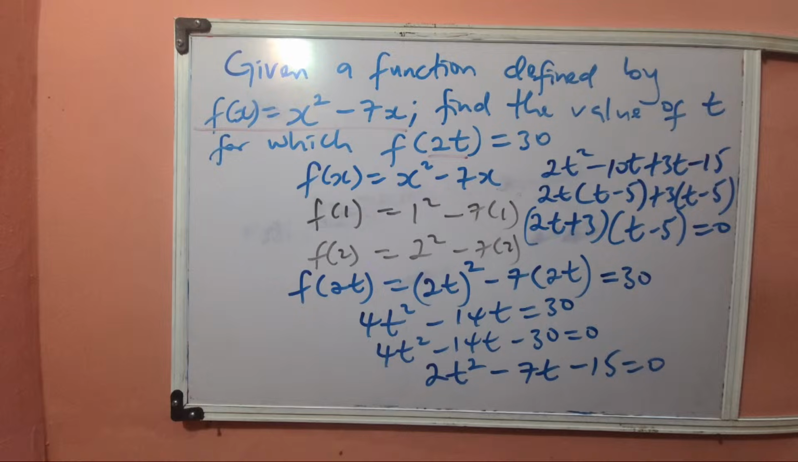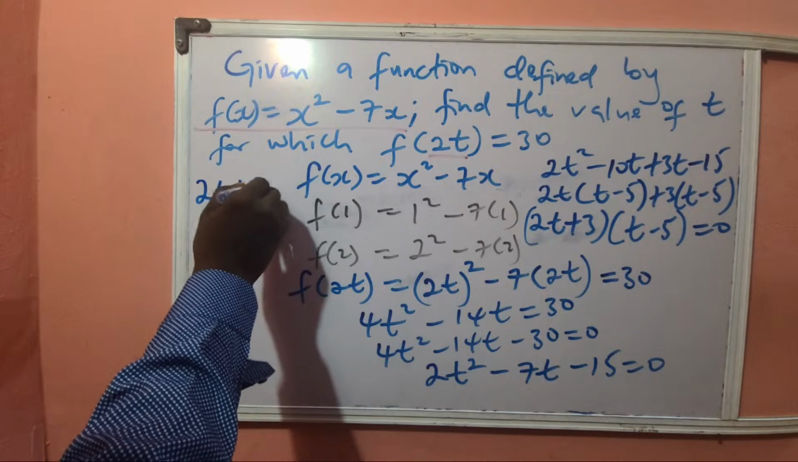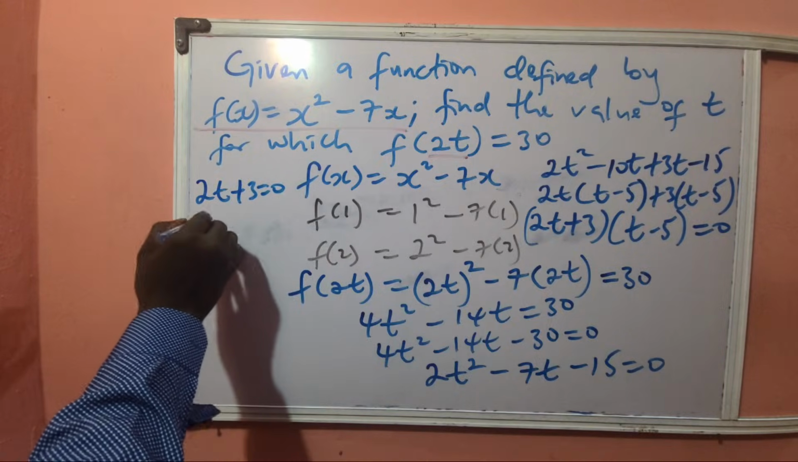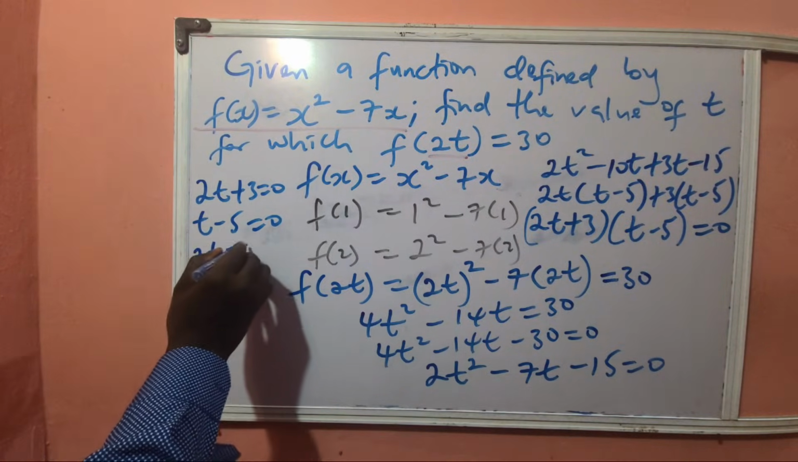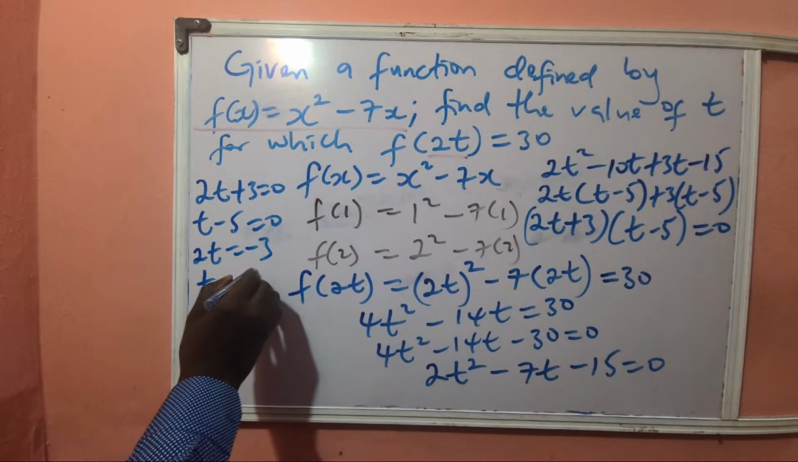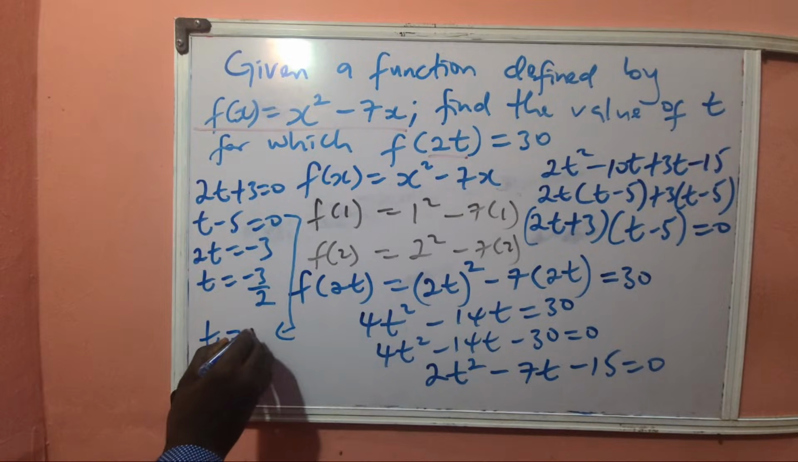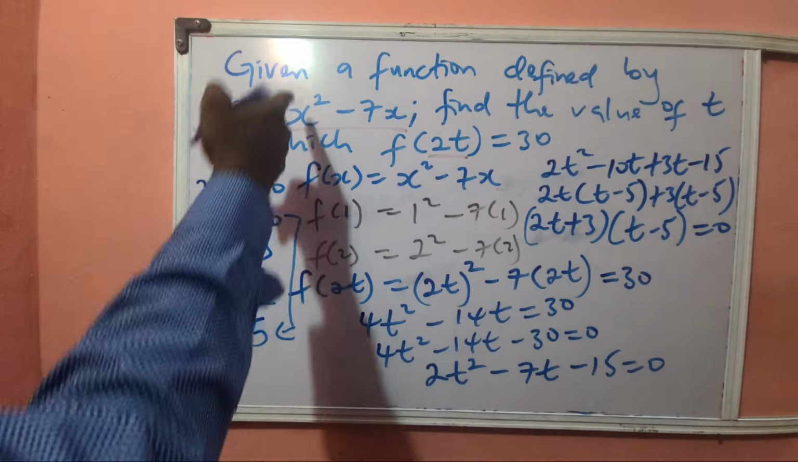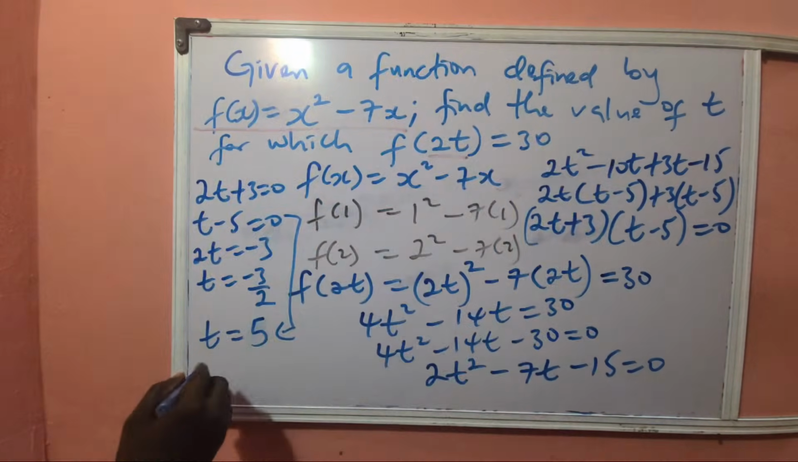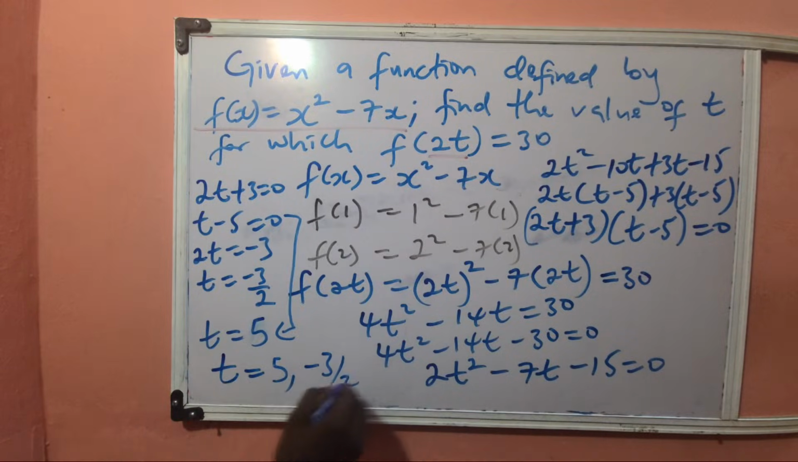From what I can see here, 2t plus 3 is equal to 0, and t minus 5 is equal to 0. From here, I can see that 2t equals minus 3. Of course, my t here will be equal to minus 3 over 2. And my t from this particular one is equal to 5. So the answer for this question, we're asked to find the value of t, I can define my t as equal to 5 or minus 3 over 2. That is it.